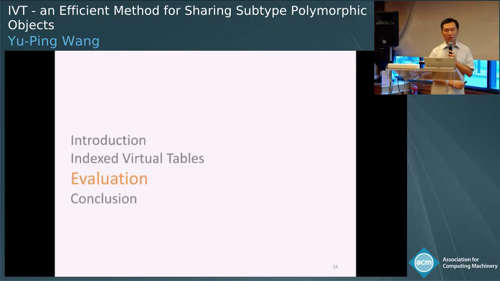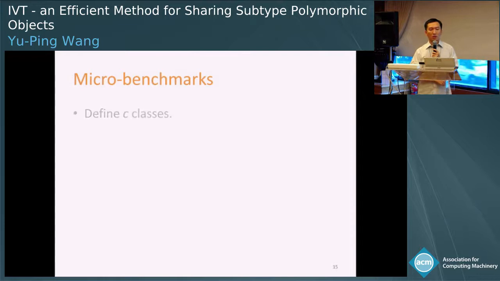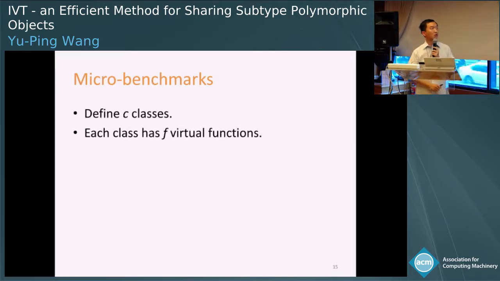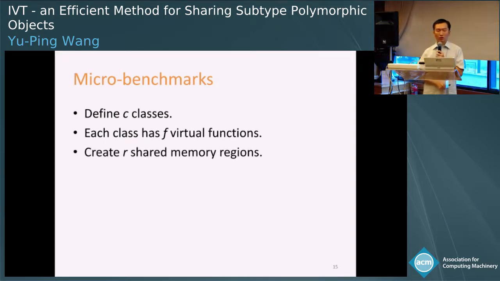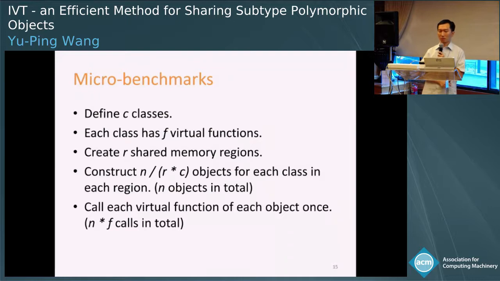Okay, let's see the evaluation result. First, we generate multiple macro benchmarks. For each macro benchmark, we define C classes, and each class has F virtual functions. Then we create R shared memory regions and construct N objects in total for each class and in each region. And at last, we call each virtual function of each object once. Okay, this is the methodology.